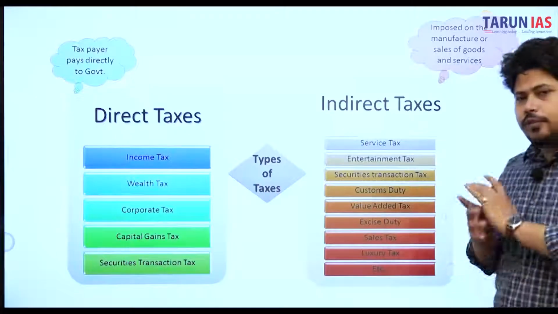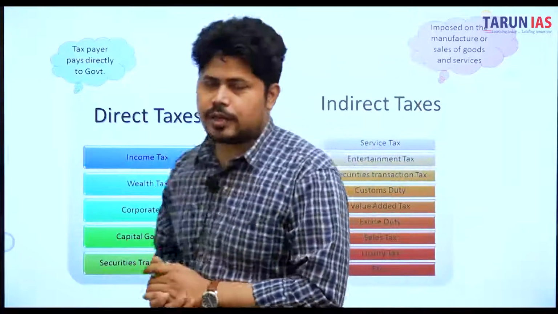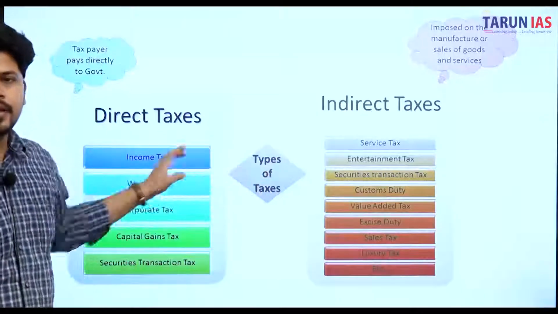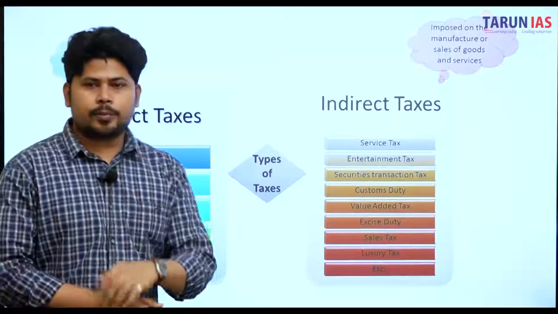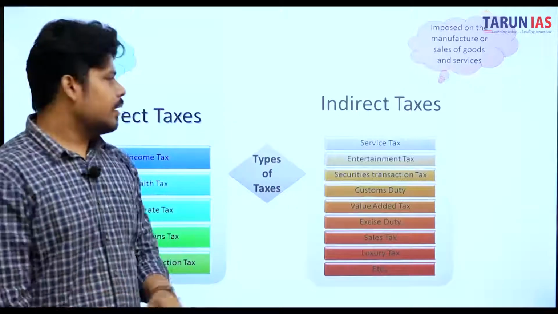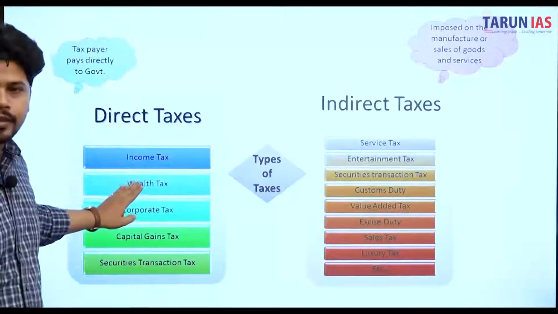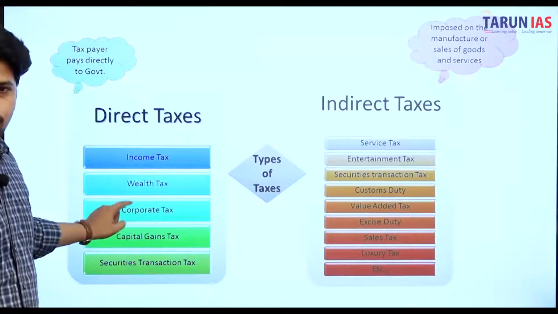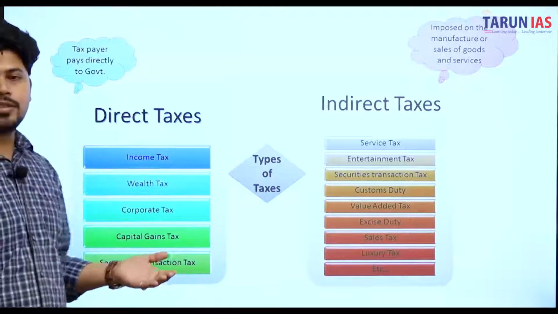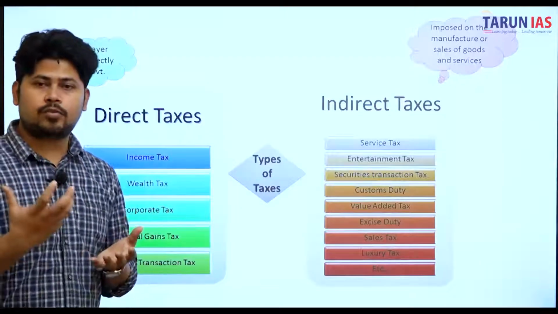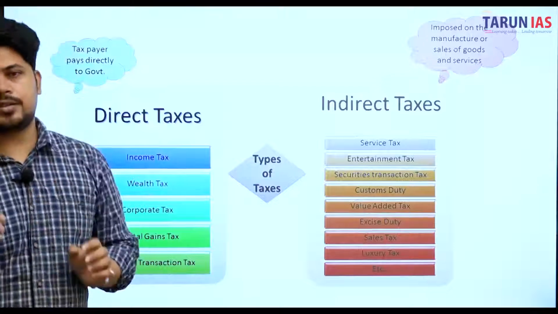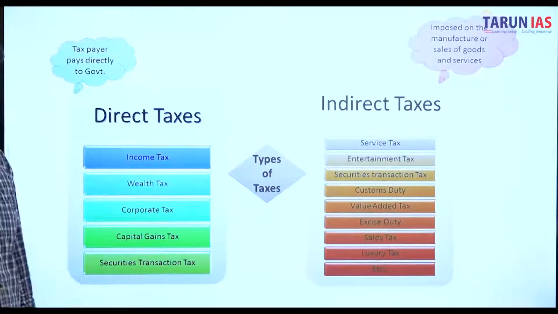Now if you look at the fiscal domain, the tax domain, there are two kinds of taxes: indirect taxes and direct taxes. A very important point to remember here is GST relates to indirect taxes. Direct taxes mean income tax, wealth tax, corporate tax. Corporate tax is basically what companies pay. Capital gains tax is the tax if you hold a capital for at least 1 year and you make a profit out of it, then your profit will be taxed. That is called capital gains tax.